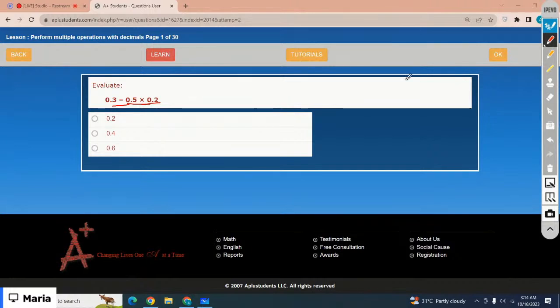First of all, you have to do multiplication. So when you do this multiplication, that would be 0.1. So now you can subtract, right? 0.3 take away 0.1 is 0.2. The correct option is 0.2, right? That is option number one.